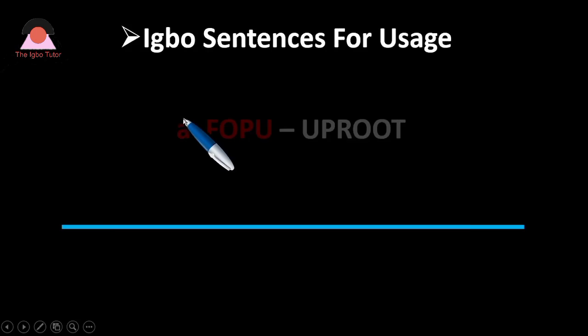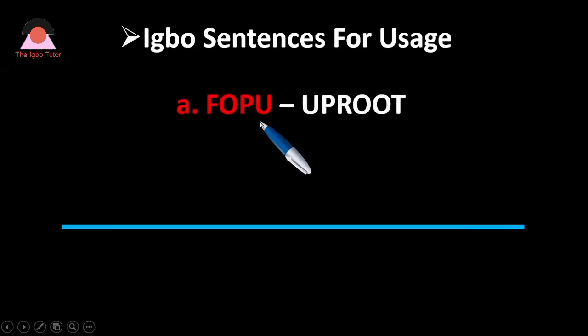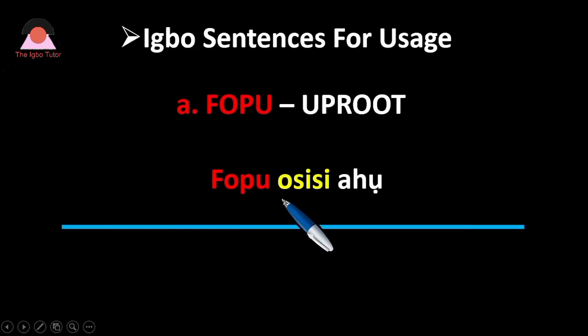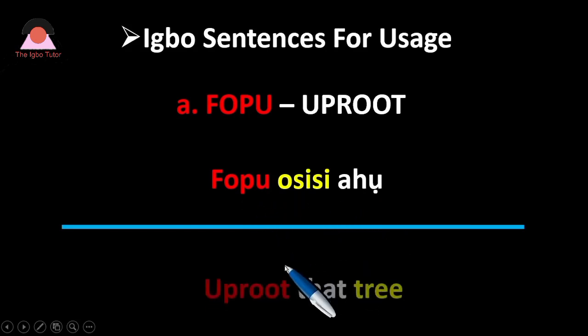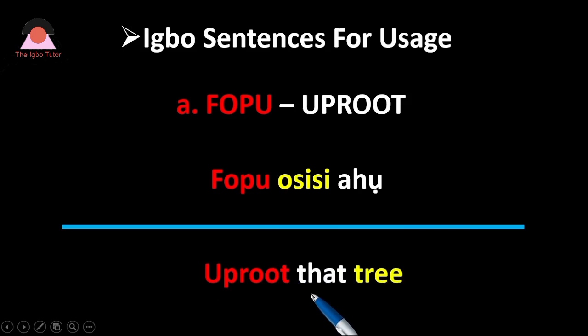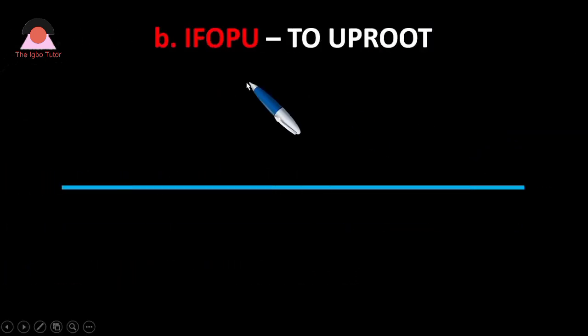Let's go to sentence formation. Igbo sentences for use. A, fopu, uproot. Sentence now: Fopu osisi ahụ. What does this mean? Uproot that tree. Fopu osisi ahụ. Match the colors for their word meaning. We'll move on to B.